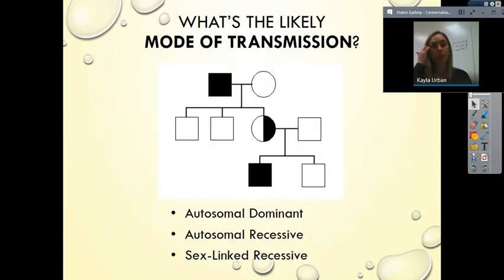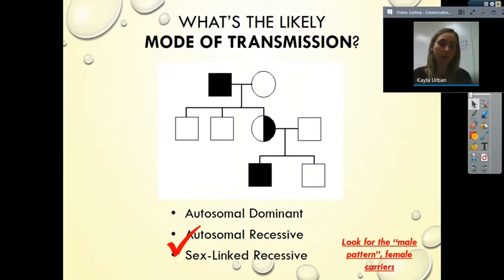So if you were to see this pedigree, what would you guess that the mode of transmission was? So you have a male that has it, a female carrier, and another male that has it. So this would be sex-linked recessive because you have female carriers and males that are affected. So anytime you see a pattern of males having it and females being carriers, you want to think sex-linked recessive.